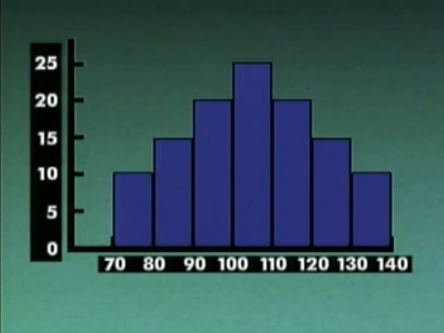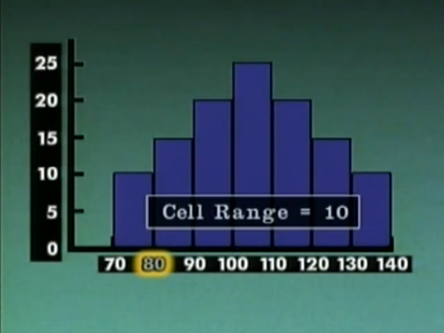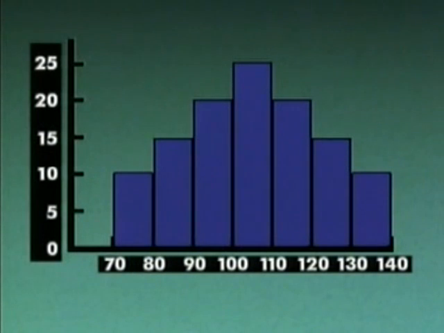As you can see, the starting point for the first cell is a temperature of 70 degrees, and the ending point is 80 degrees, so the cell has a range of 10. By looking at the value on the y-axis that corresponds to the top of the first cell, we see that 10 of the 115 readings fell within the range of 70 to 80 degrees.